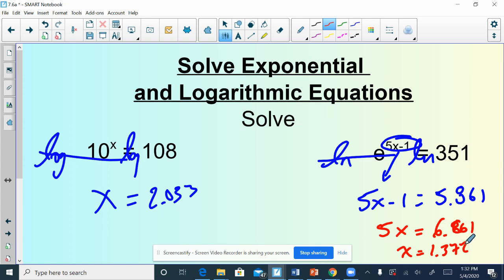Should be very easy to check this. Plug it in for x. I have e on my calculator to the power of 5 times 1.372 minus 1. I get 350.7. Okay, once again, we are rounding our decimals, so we are going to be off a little bit. In this problem, we're off by 0.3. It's just going to be part of the deal, but that is our solution.